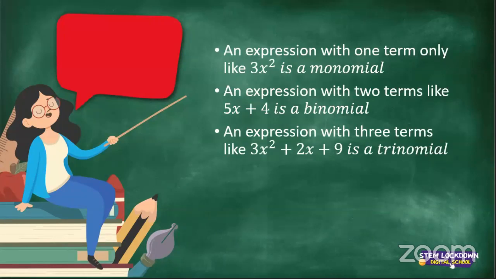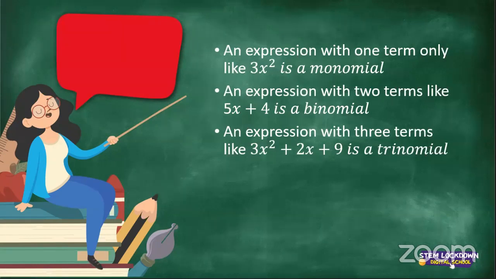If you look at the first one here, we say that an expression with only one term, like 3x squared, we call this expression a monomial. That is what it's called. An expression with only one term, like 3x squared, is a monomial. That is one term because it is a product of 3 and x squared. So it constitutes one term, and that is known as a monomial.